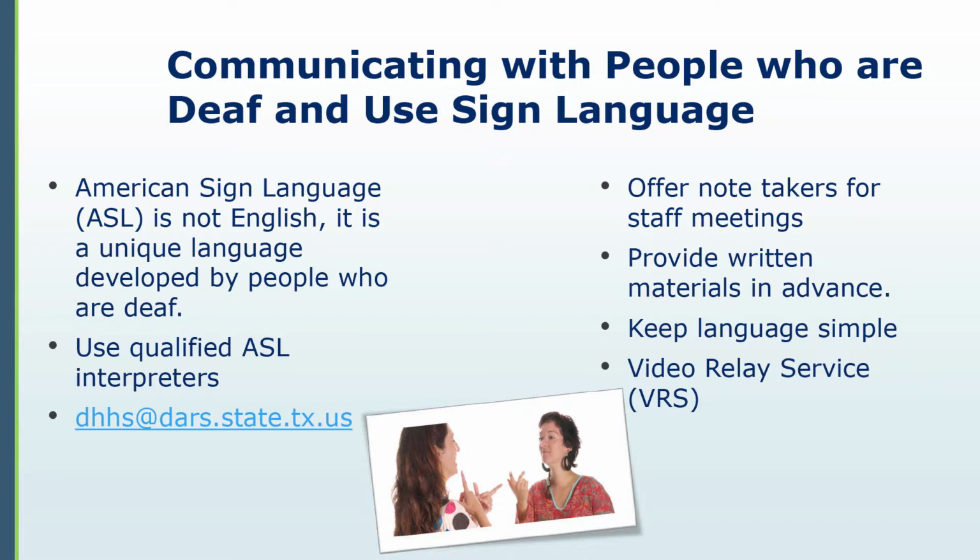One of the things you can do is offer note takers. If you have a member of your audience who's meeting with you, offer them the notes at the end of the presentation or the meeting to make sure that they got all the information that everybody else got. And then just keep language simple. Try to keep the information as basic as possible so that a person who's deaf gets the same level of understanding as anybody else.